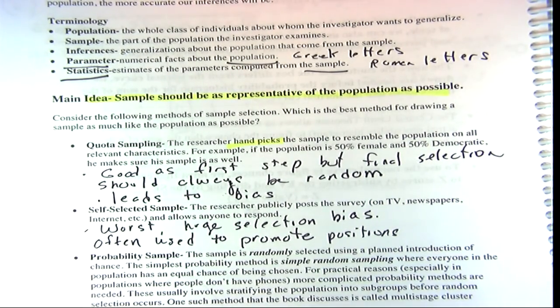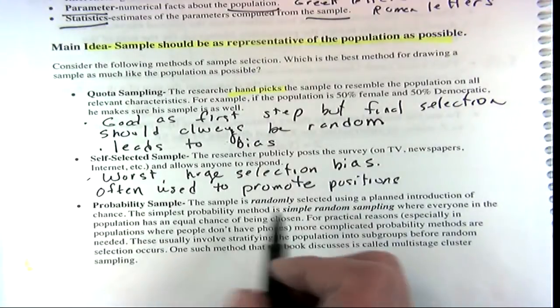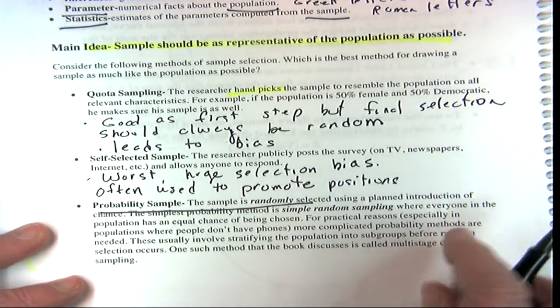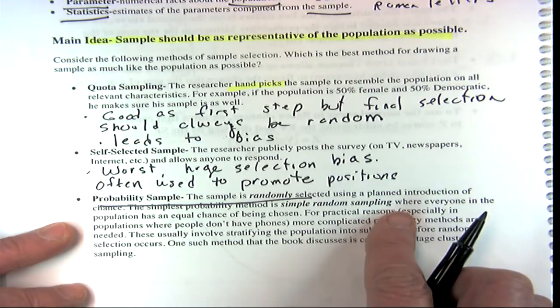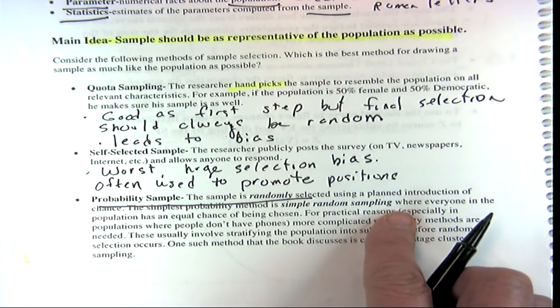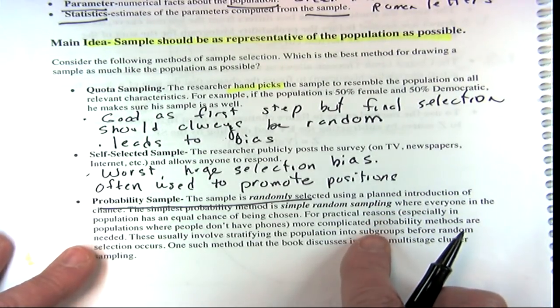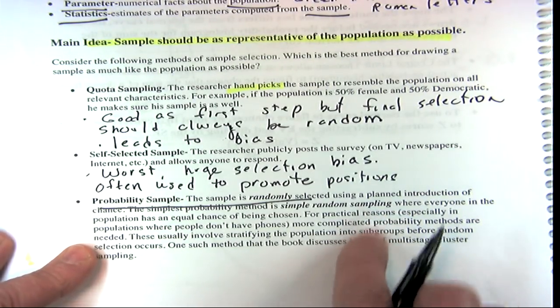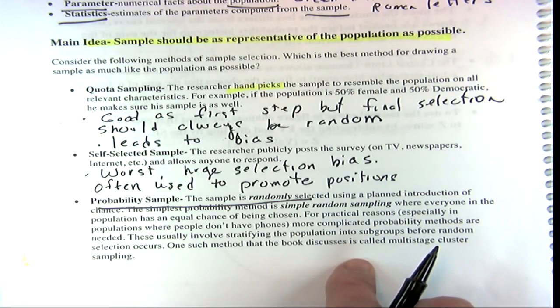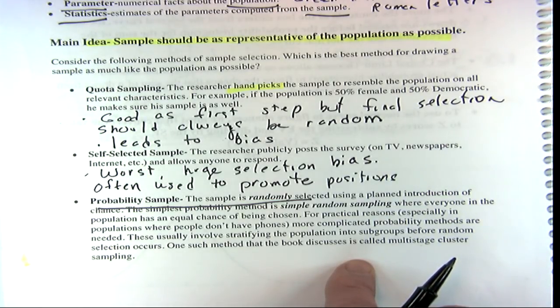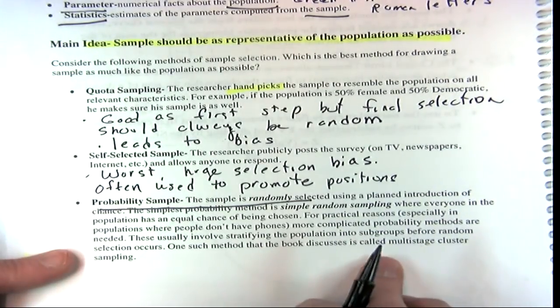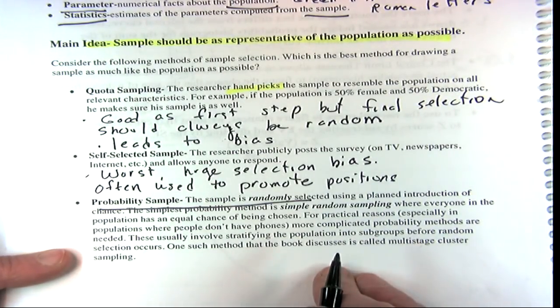Okay? So the best way to do it, and we've seen this before, is a probability sample. The simplest one is just simple random sampling, where every single person in the population has an equal chance of being chosen. And this was done for a long time using random digit dialing, but now people don't answer their phones.